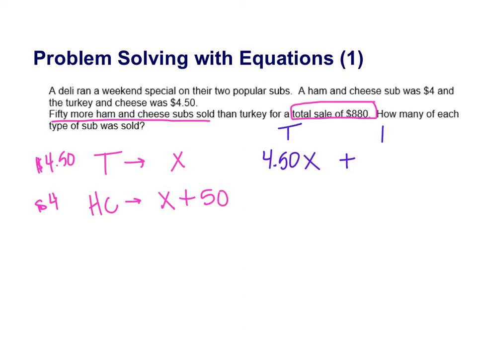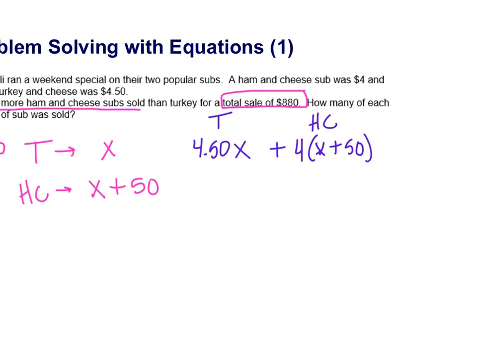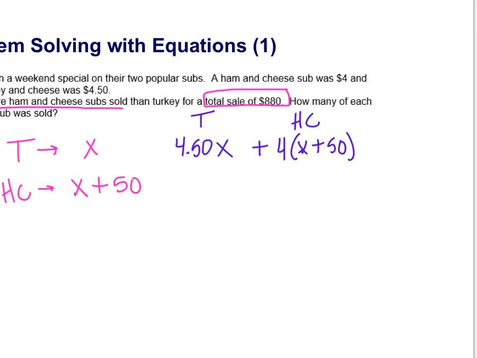We want to add in our ham and cheese. Well, our ham and cheese was X plus 50. We defined that variable. But how much money did we make for each one of those? Each one of those cost $4. So I'm just going to multiply $4 out on the outside of that. And that total was $800. $880, excuse me.